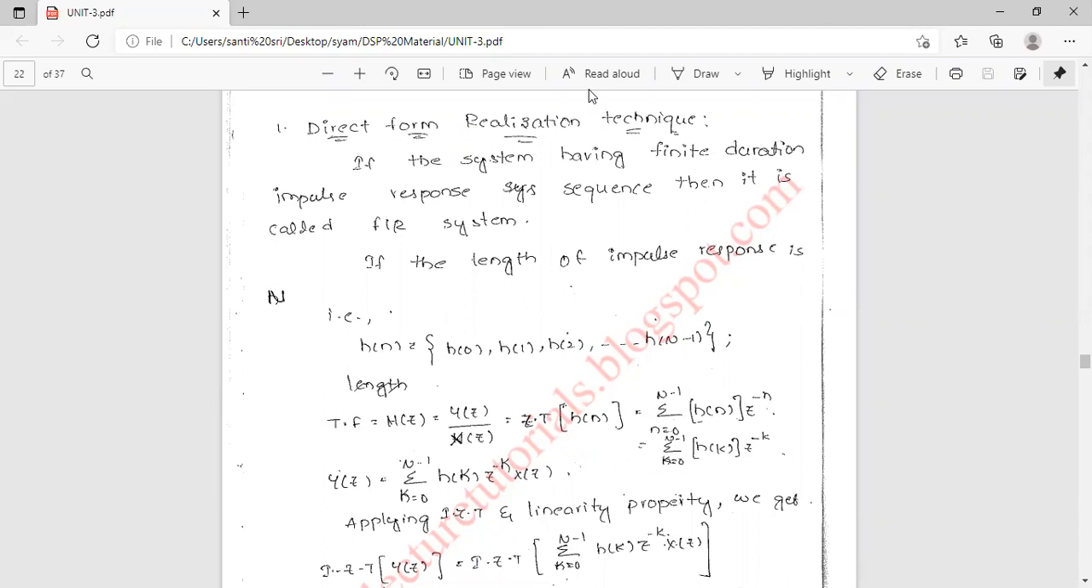The z transform of h of n is nothing but sigma n equal to 0 to n minus 1 h of n into z power minus n. Replacing n by k, it is sigma k equal to 0 to n minus 1 h of k into z power minus k. So y of z equals sigma k equal to 0 to n minus 1 h of k into z power minus k, into x of z. Why? Because the transfer function is output by input, that is y of z by x of z. So y of z equals x of z into h of z, and h of z is already this expression, multiplied by x of z.